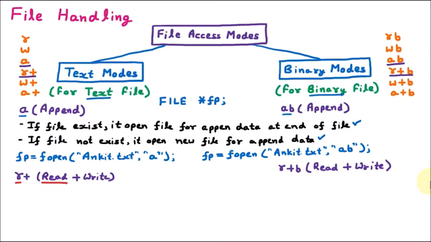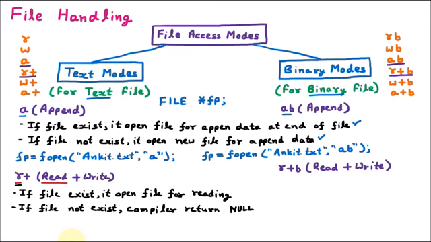Here we know that in R plus, read is the major, so all the cases of read will be followed. That means if the file exists, it will open for reading, and if the file does not exist, the compiler returns null. Plus is the write, so if it is opening the file for reading, afterward we can add writing. That means reading and writing. So when we open the file, we can read and write. And if the file does not exist, the compiler returns null.